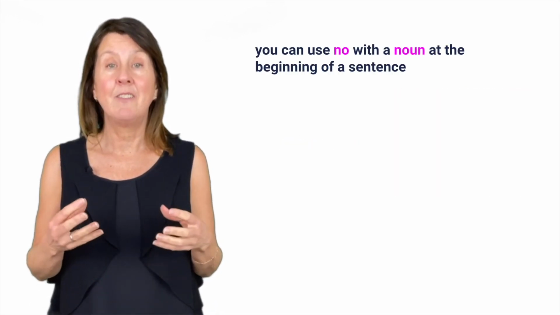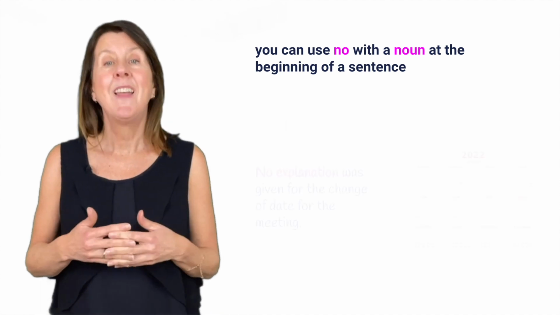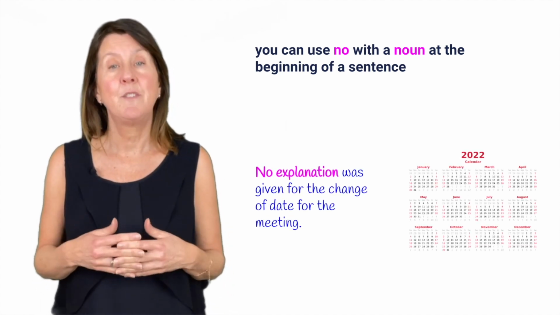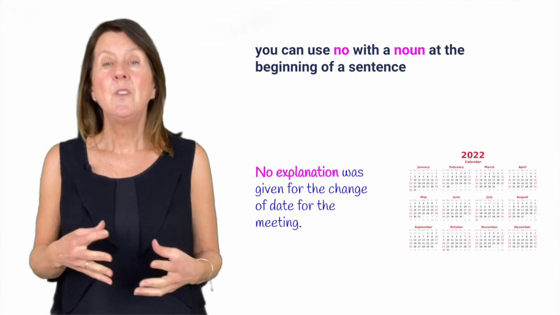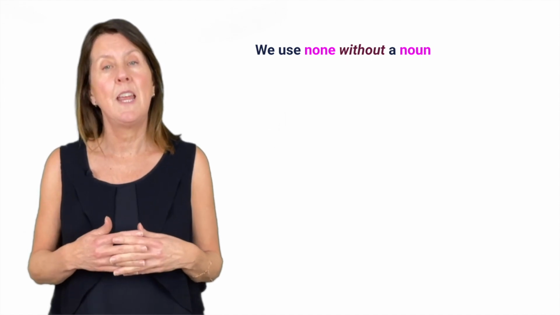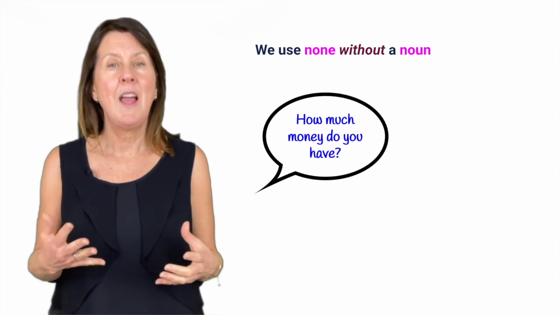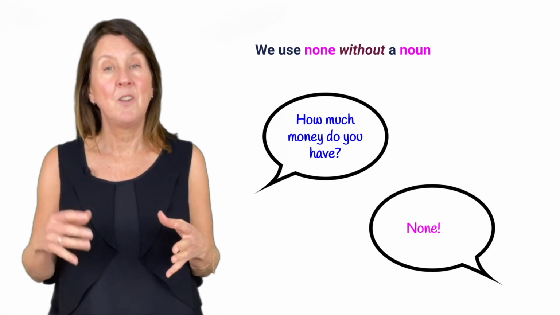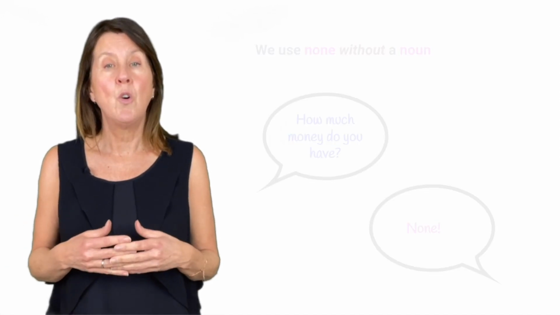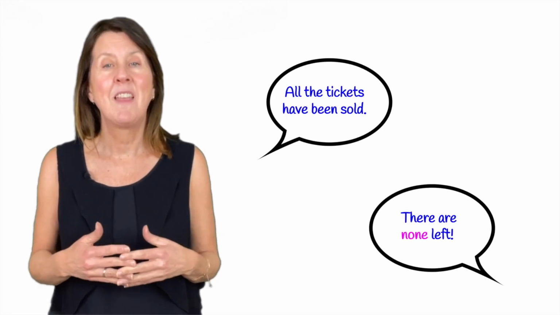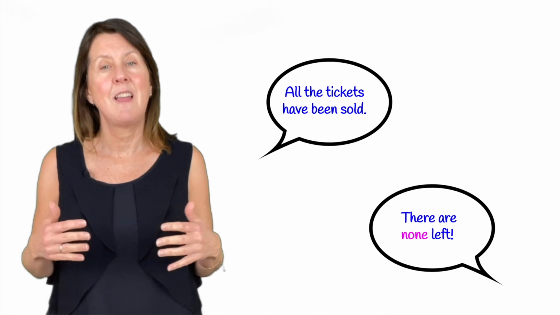You can use no with a noun at the beginning of a sentence. For example, no explanation was given for the change of date for the meeting. We use none without a noun. So for example, you could say, how much money do you have? None, which means you have no money. Notice no noun. Or, all the tickets have been sold. There are none left, which means there are no tickets left.